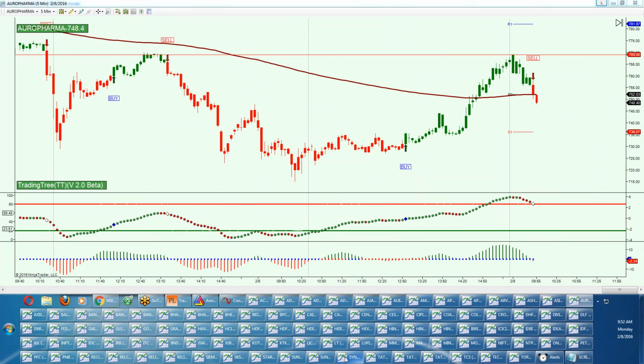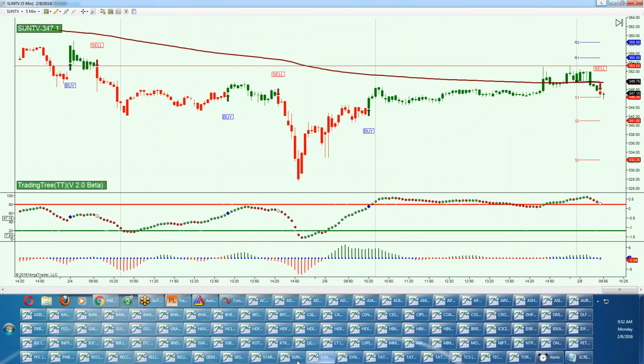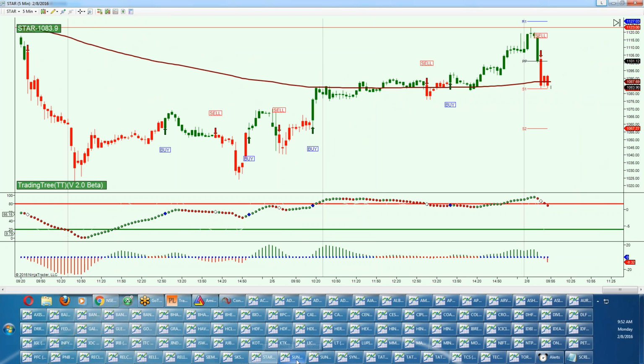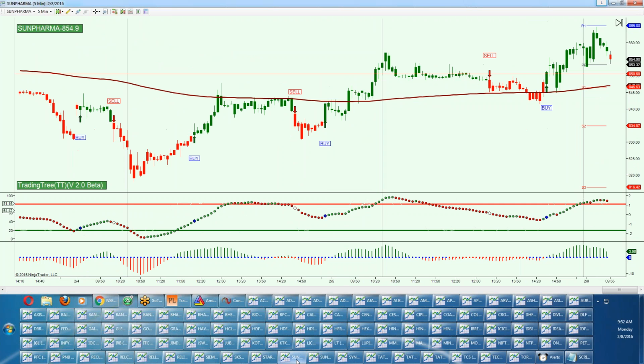So that's, I was just talking on the phone. So otherwise the entry is this, 750 is the entry for Arbindo Pharma. So let's go to Sun TV. So you can short it below this 345.80. This has to trigger, star.